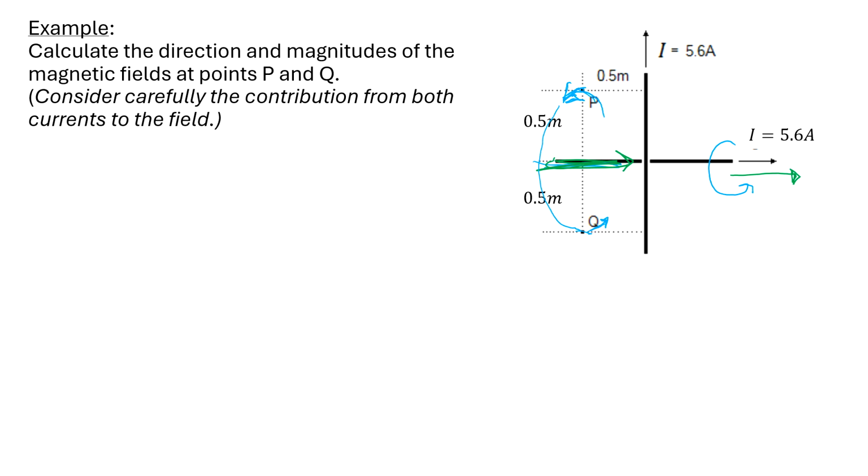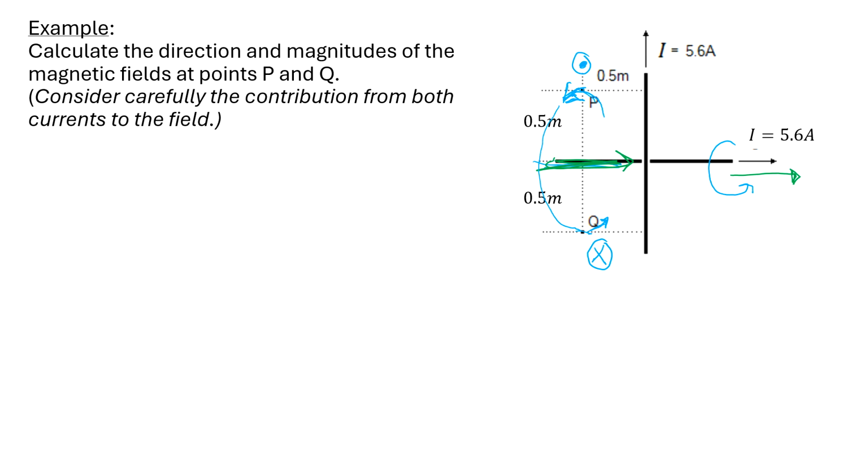Okay? And let's do a little bit more standard notation here. Into the page is an X in a circle, and out of the page is a dot in a circle. And so this horizontal current is going to generate an out of the page field at point P and an into the page field at point Q.